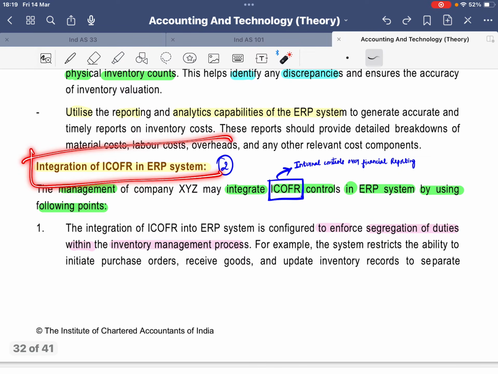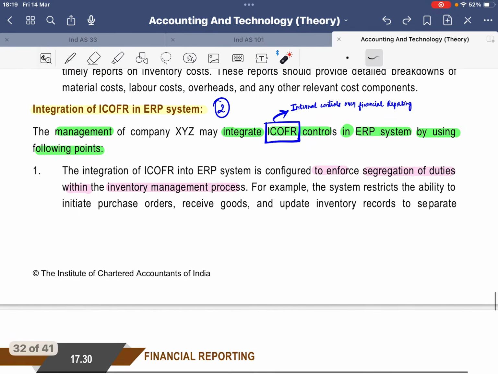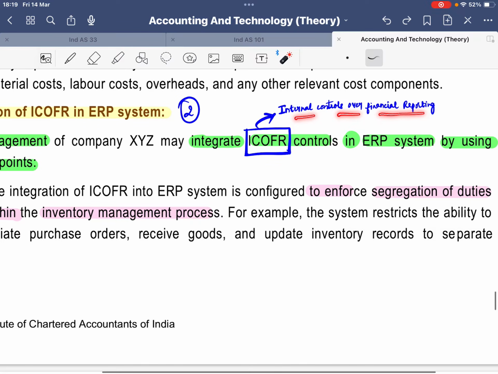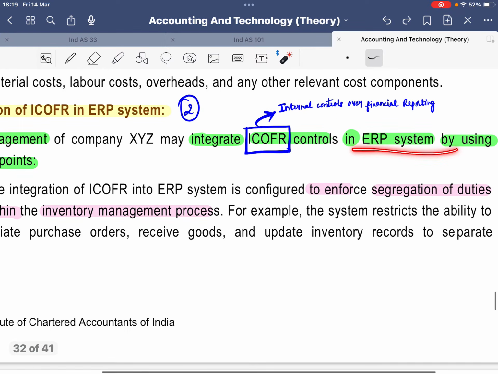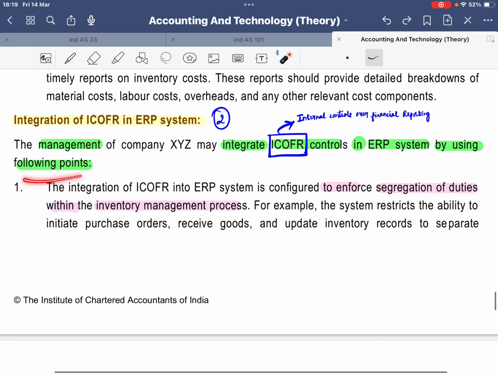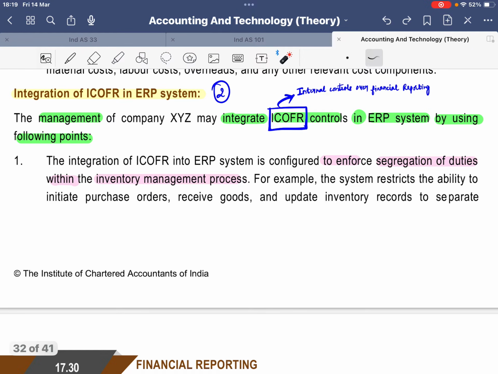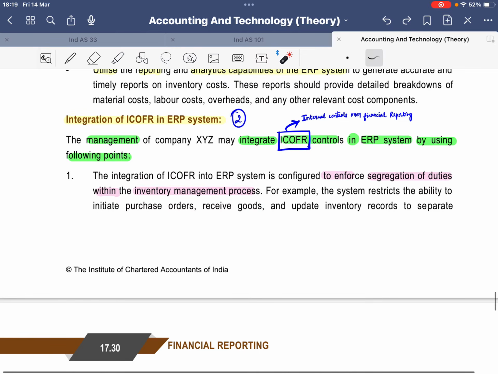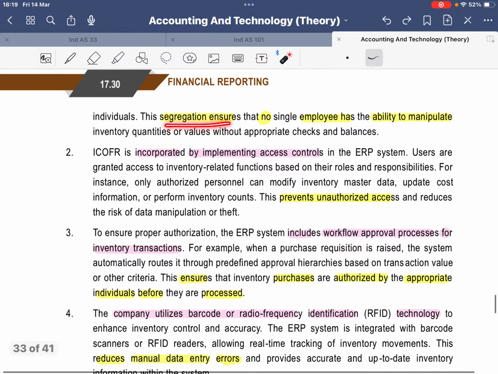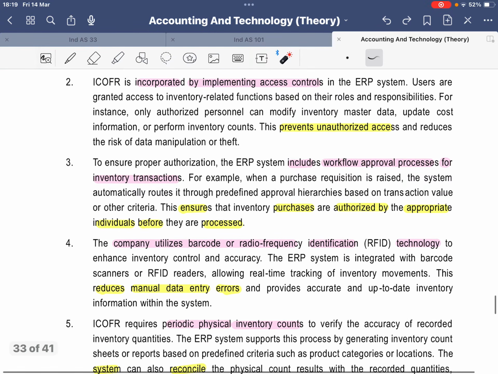Integration of ICOFR in ERP system. Management integrates internal control over financial reporting controls in the ERP system using the following points: to ensure segregation of duties within inventory management process. Segregation ensures no employee has ability to manipulate. Next point. Incorporated by implementing access controls, prevents unauthorized access.